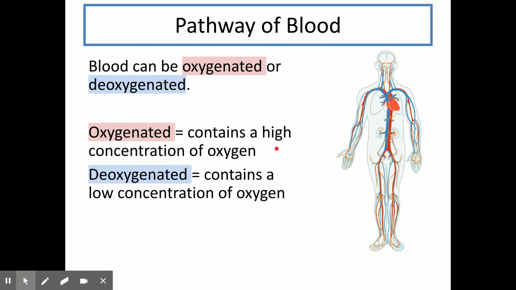So firstly, we need to know about the difference between oxygenated and deoxygenated blood, and it's actually in the name. So oxygenated blood contains a high concentration of oxygen in it, whereas deoxygenated blood contains a low concentration of oxygen. One thing I want to point out here is that in most diagrams you will see in textbooks online, and in these slides I'm going to use as well, oxygenated blood is usually coloured in red and deoxygenated blood is coloured in blue. Now, this is not the case in real life.